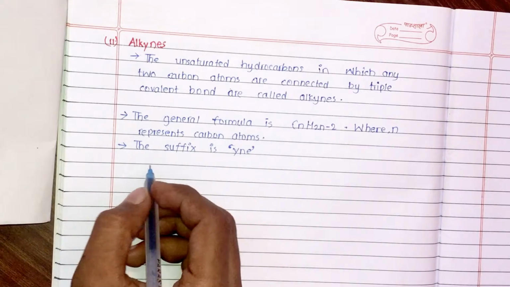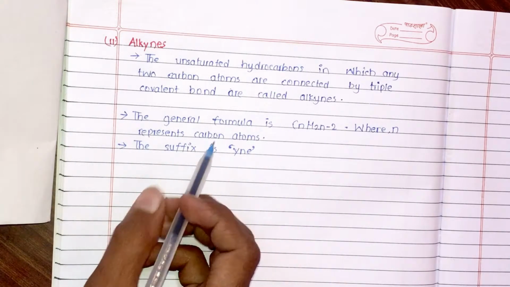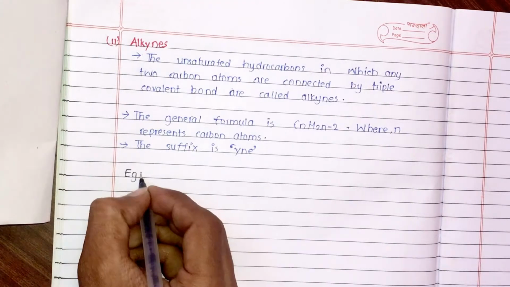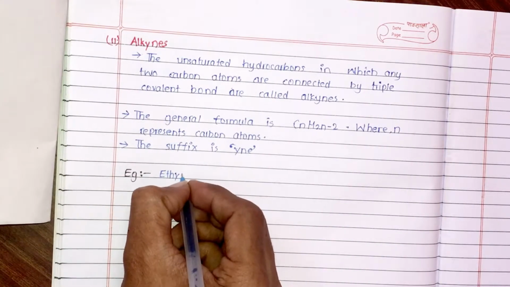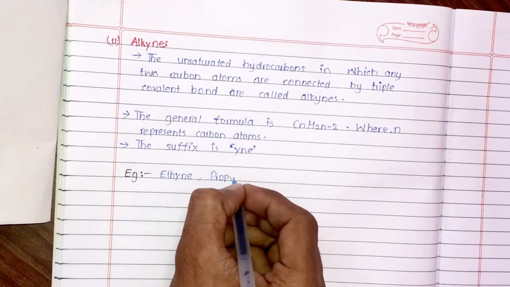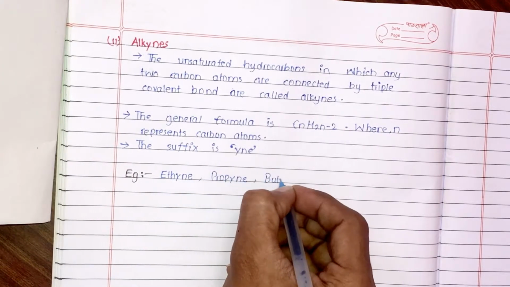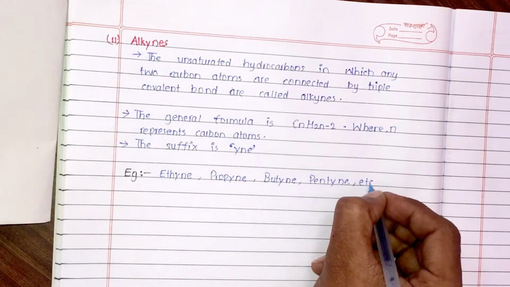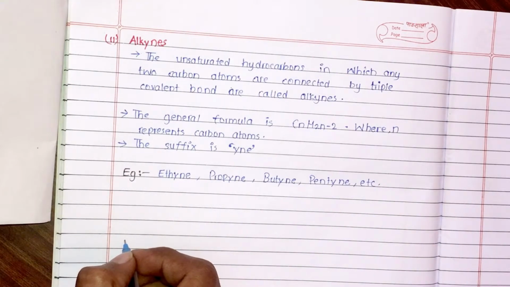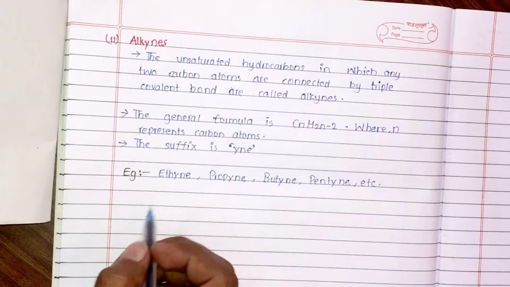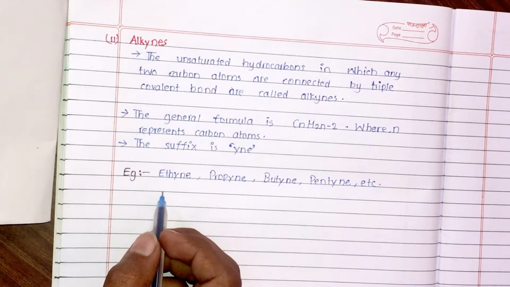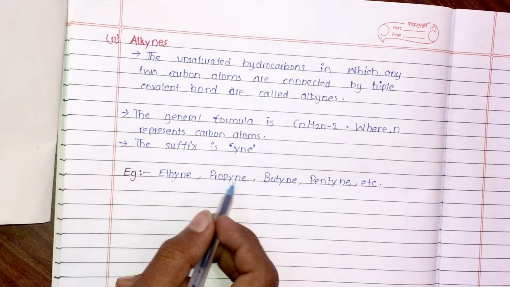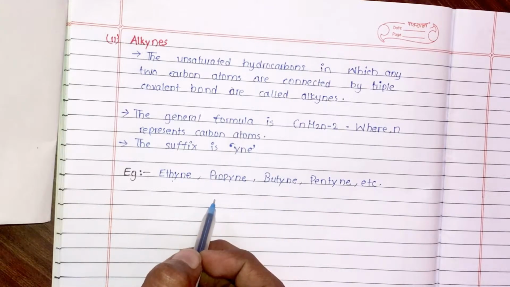Let's go to the examples. Examples: ethyne, propyne, butyne, pentyne and many more. So let's move to the structural formula of ethyne, propyne, butyne, pentyne.